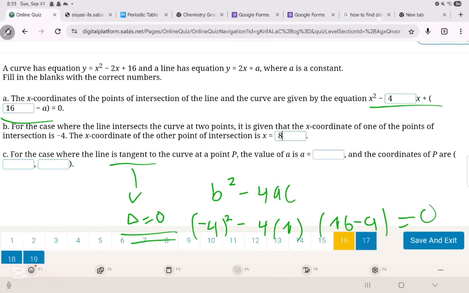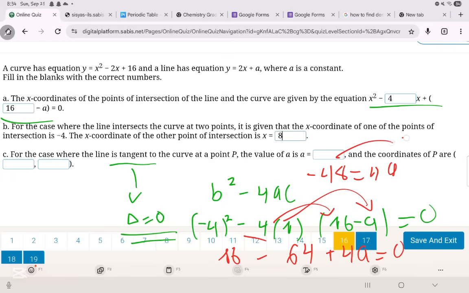Very important. So now it becomes minus 4 squared, which is 16, minus 4 times 16 minus a. So minus 4 times 16 is, what's 4 times 16? 64. So minus 64 plus 4a is equal to 0, right? Because I expanded minus 4 times 16 and minus 4 times minus a. Then it becomes 16 minus 64, which is minus 48. So minus 48 is equal to 4a.